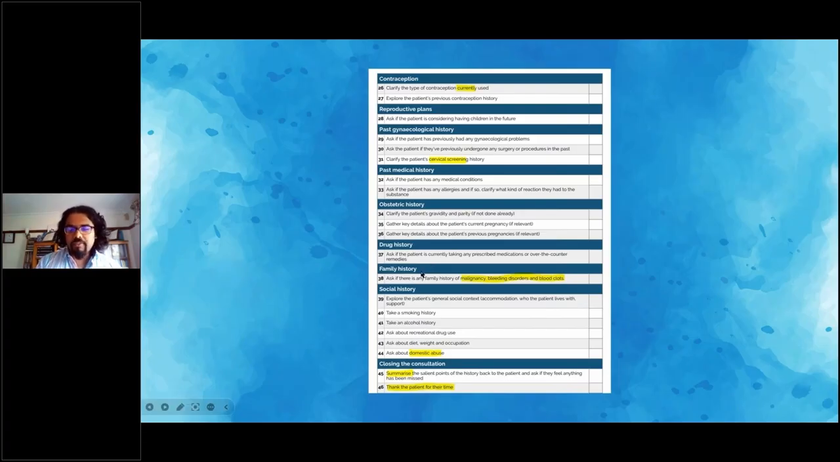But this is quite relevant. What do we ask for in family history if someone's coming with bleeding as an issue? So we ask about malignancy, bleeding disorders, and blood clots is another relevant bit. Again, asking about a family history of VTE, so venous thromboembolism, might be relevant as well for you to think about screening and all the rest of it.